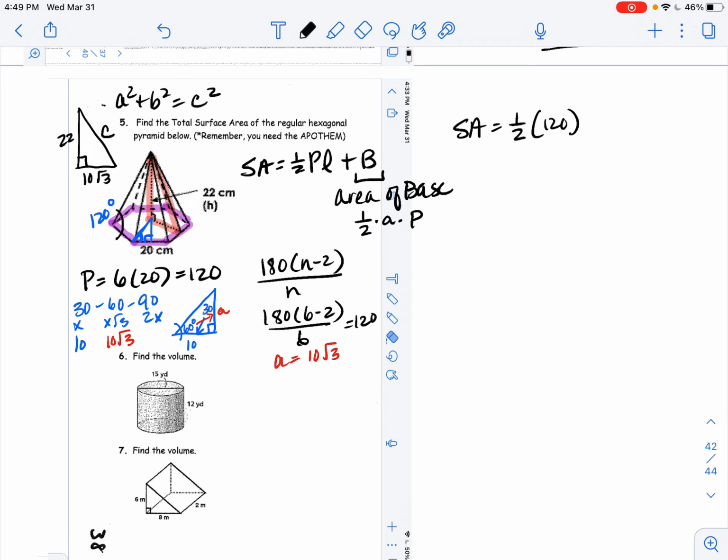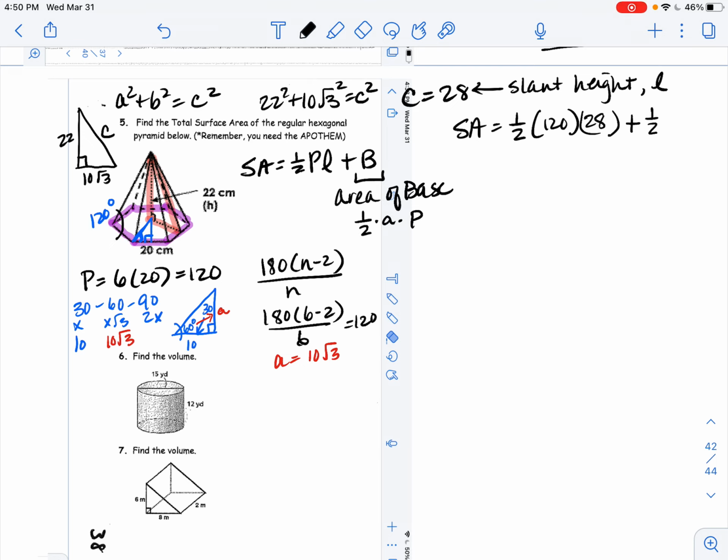A squared plus b squared is equal to c squared. Let me substitute in. So we have 22 squared plus 10 roots 3 squared is equal to c squared. Let's solve for c. I'm going to work this all on my calculator, and take the square root. It turns out that the c is equal to 28. That is your slant height, that's the L.